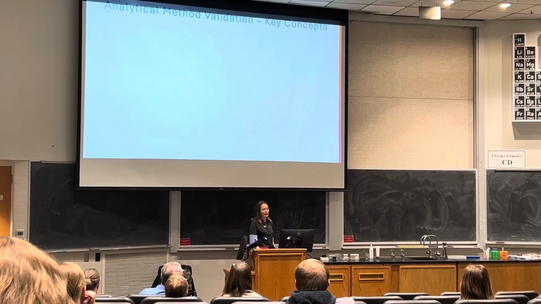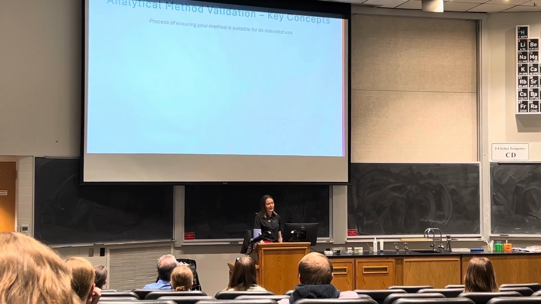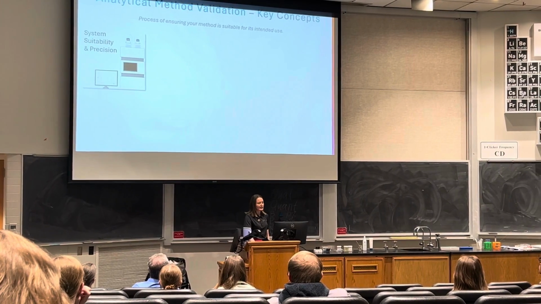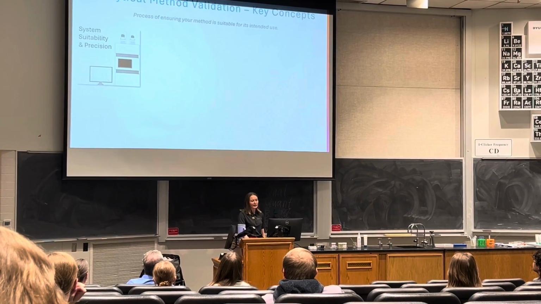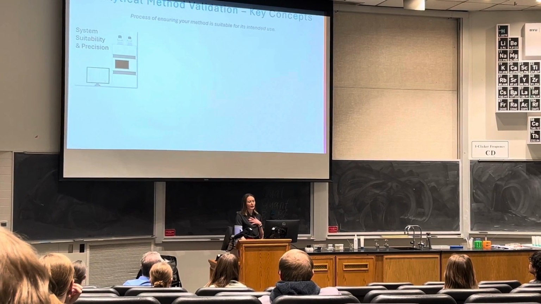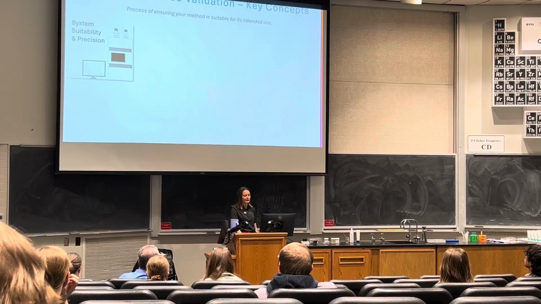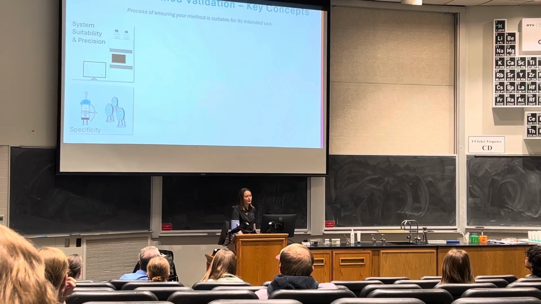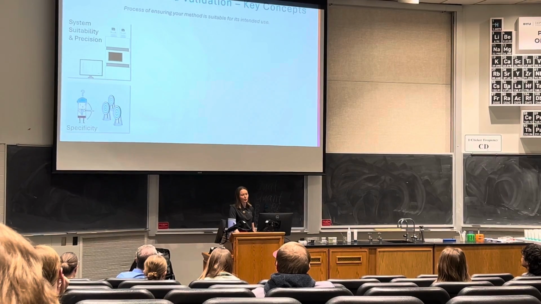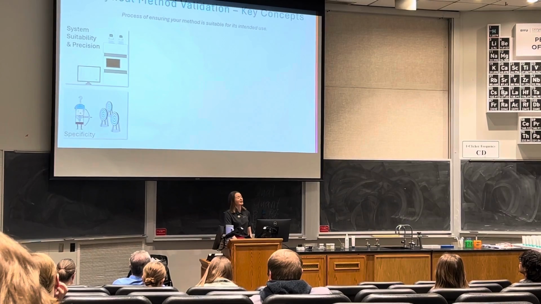What is an analytical method validation? It's the process of ensuring your method is suitable for its intended use. And some key concepts of method validation are system suitability and precision. System suitability and precision are quality control checks that we do to ensure that the instrument is functioning properly and can produce reliable results for your specific analysis. Specificity is the method's ability to measure a specific component without interferences from others in the sample matrix. And components that hinder specificity are referred to as matrix interferences.